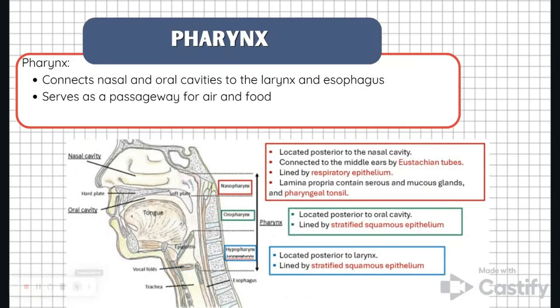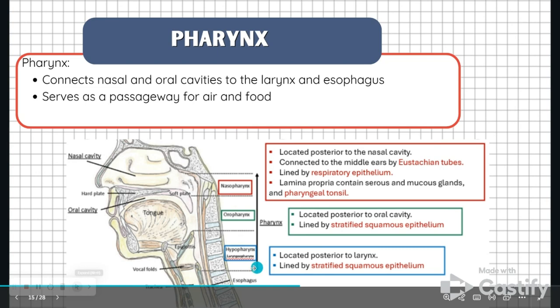Okay, so now we're going to shift our focus down to the pharynx. The pharynx is going to connect the nasal and oral cavities to the larynx and the esophagus. Okay, here it serves as a passageway for both air and food. Okay, so here it's split into three. We have the nasopharynx, oropharynx, and the laryngopharynx.